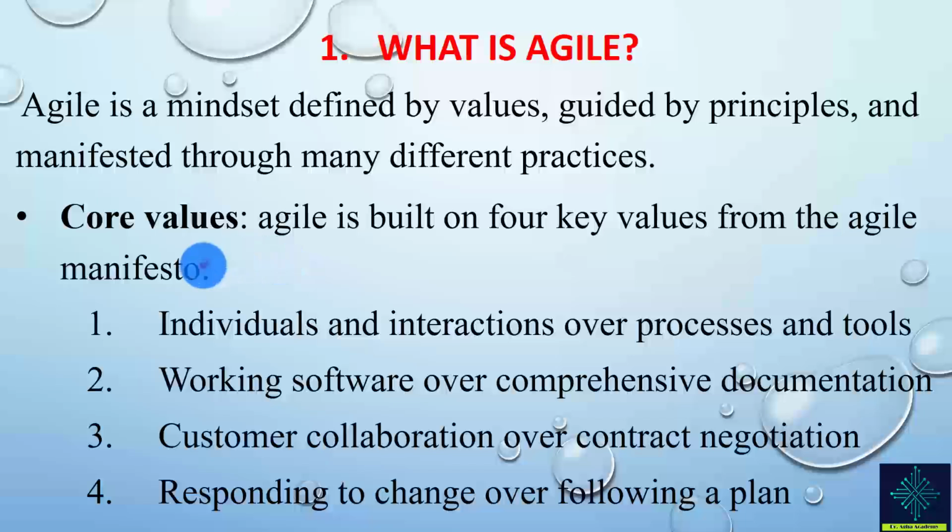We'll start by introducing the core values. Agile is mainly built on 4 key values from the Agile Manifesto. These 4 core values are, first, individuals and interactions over processes and tools.